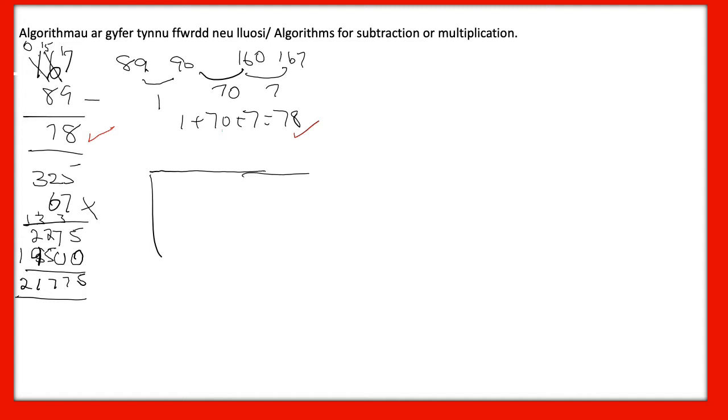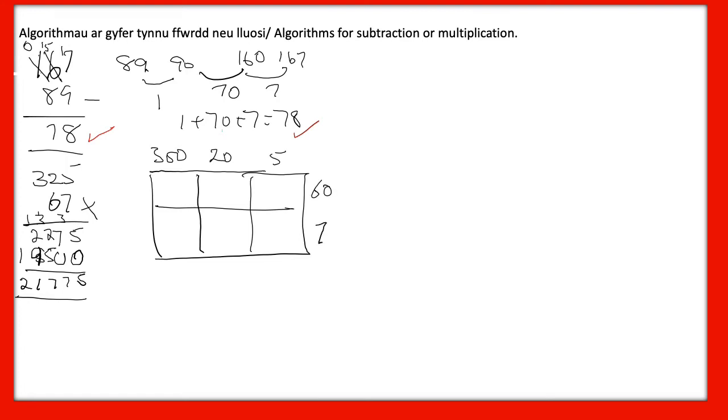But some of you may know the box algorithm for this, and this is in effect chunking it, so you split it into 300, 20 and 5, into 60 and 7. So I've got 18000 there, 1200 there, 300 here, 35, 140, 2100, and I've got to add that lot up, which is a bit of a pain.